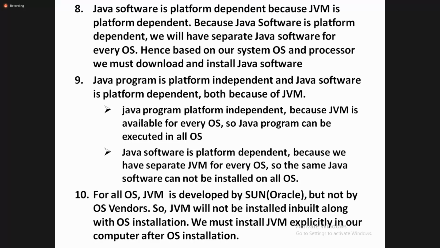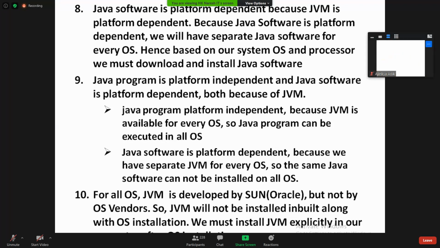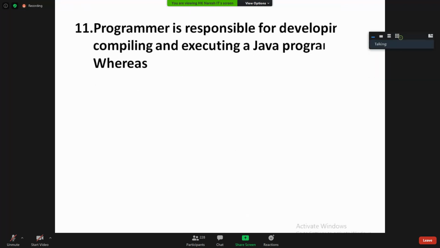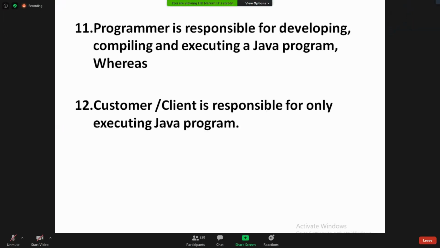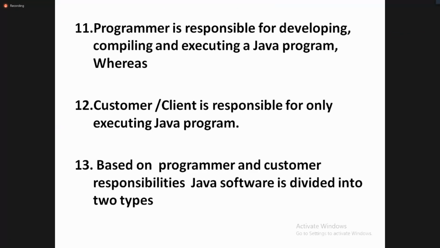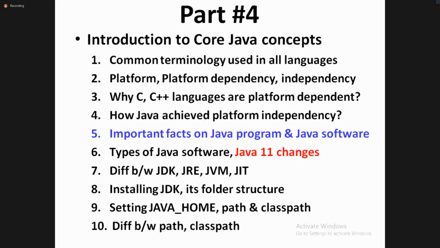For all operating systems, JVM is developed by Sun or Oracle, but not by the OS vendor. So JVM will not be installed inbuilt along with OS installation. We must install JVM explicitly on our computer after OS installation, right? The programmer is responsible for developing, compiling, and executing Java programs, whereas the customer or client is responsible for only executing Java programs. Based on programmer and customer responsibility, Java software is divided into two types. Okay, what are the two types?